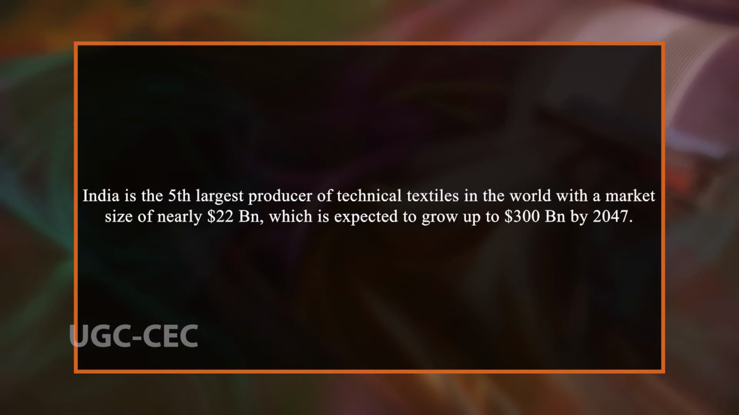Finally, let's not overlook the domestic market. Factors like rising income levels, increasing urbanization, and expansion of the consumer base drive the domestic demand. Students, let's now delve into the current status of the textile industry. India is the fifth largest producer of technical textiles in the world, with a market size of nearly $22 billion, which is expected to grow up to $300 billion by 2047.